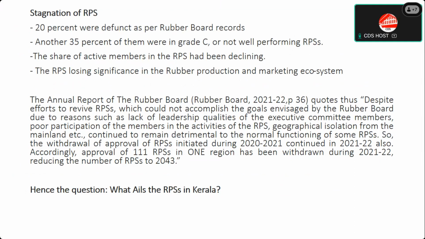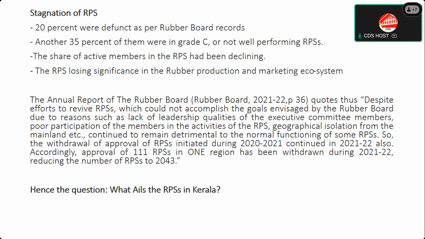3 years. So it is actually the Rubber Board accepting, in the annual report, that your RPSs are not fully functional. This raises the important question of what is happening with RPSs. Why is it that RPSs are not happening?